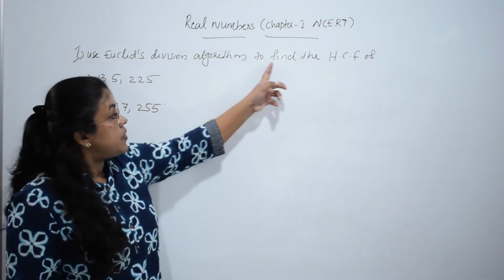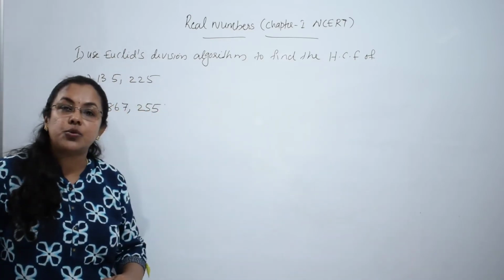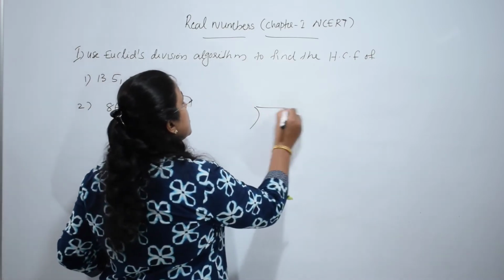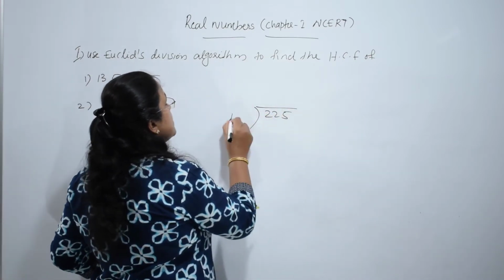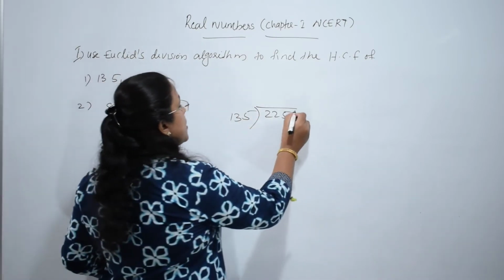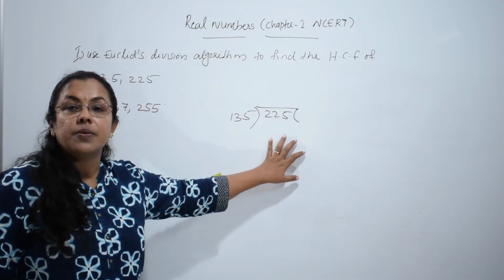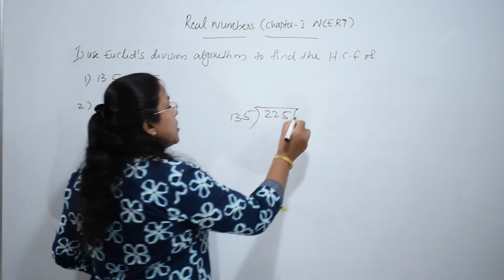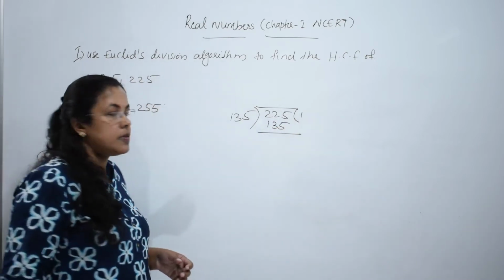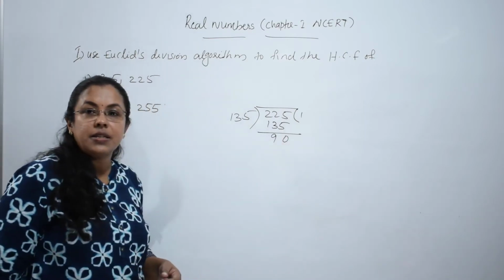Use Euclid's division algorithm to find the HCF of 135 and 225. So we can write 225 as 135 into 2 is 270. So it comes only one time. So we can write it as 135. Subtracting the 2, we get 90.